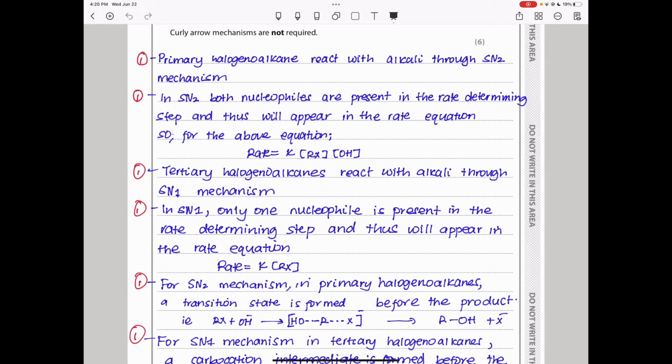So, I said, in SN1, only one nucleophile is present in the rate determining step, and that will appear in the rate equation. So it will appear in the rate equation as rate is equal to k[RX]. Only one nucleophile will be present, so the second nucleophile will not be present because it has not reacted yet, so it will not appear in the rate equation. I hope you guys understand, because the question is asking us to refer to the mechanisms as well as the rate equations. That is why I'm trying to show the rate equations for each. This is for SN2 and this is for SN1.